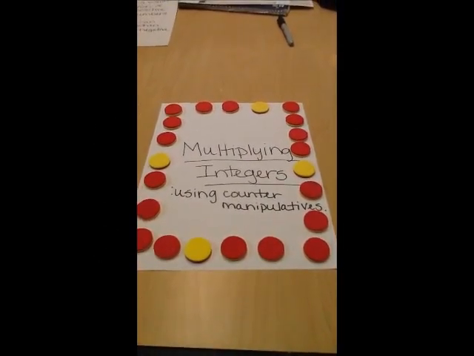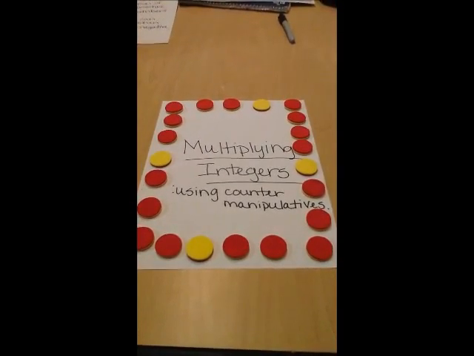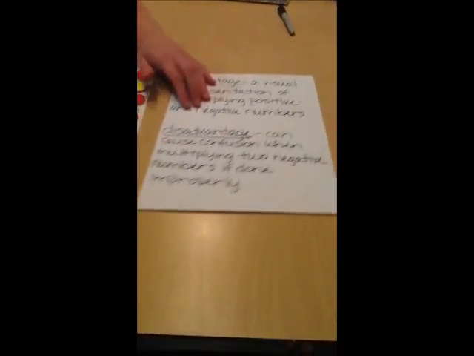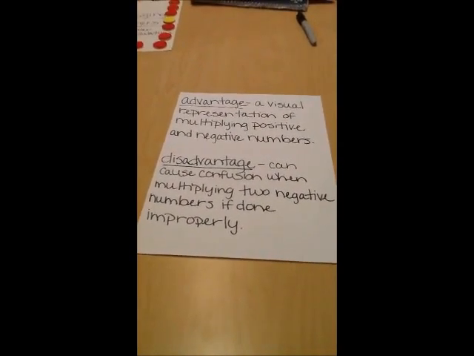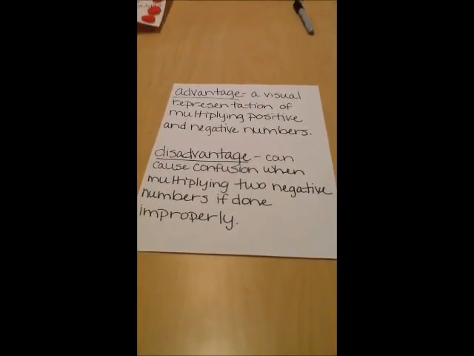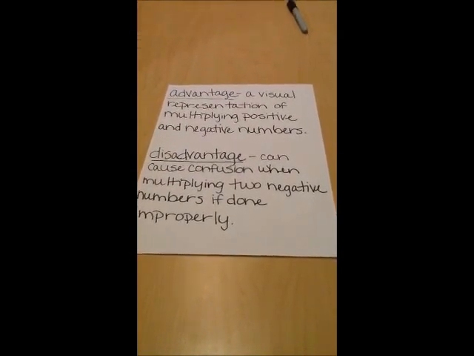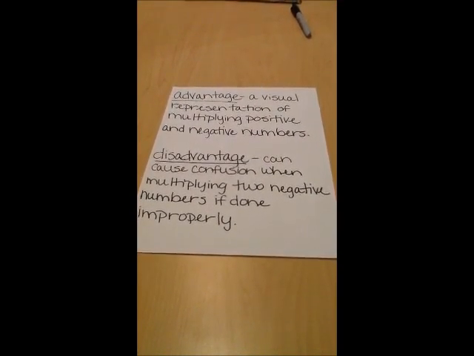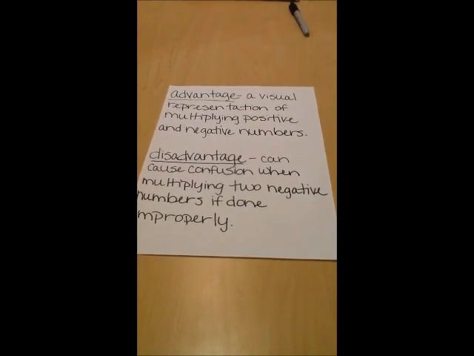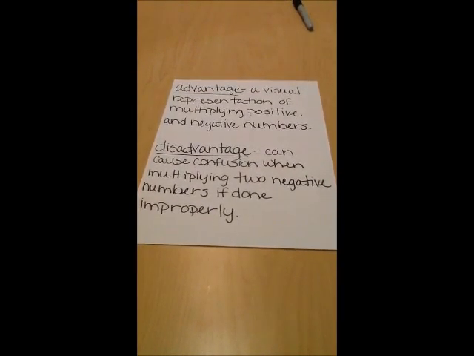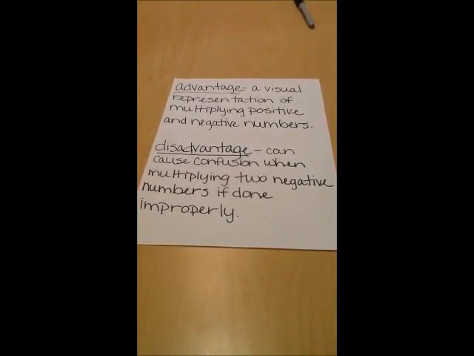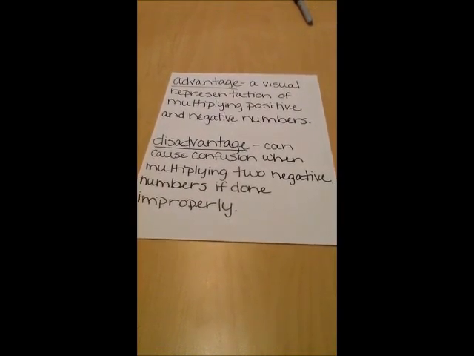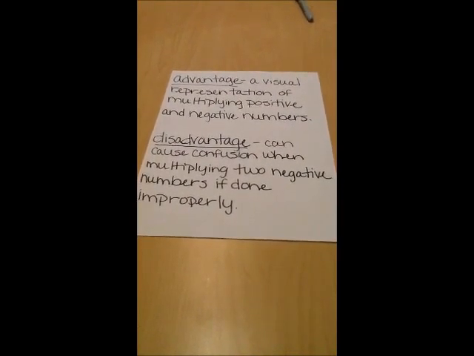Today we're going to be learning about multiplying integers using counter manipulatives. One huge advantage of using counters is that students will obtain a visual representation of exactly how multiplying positive and negative numbers are done. A disadvantage is that if the counters are used improperly, it can lead to confusion, especially when dealing with multiplying two negative numbers.